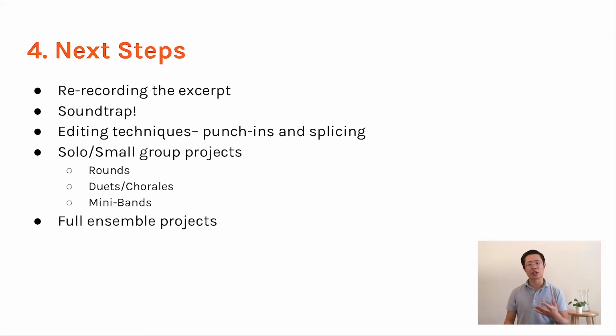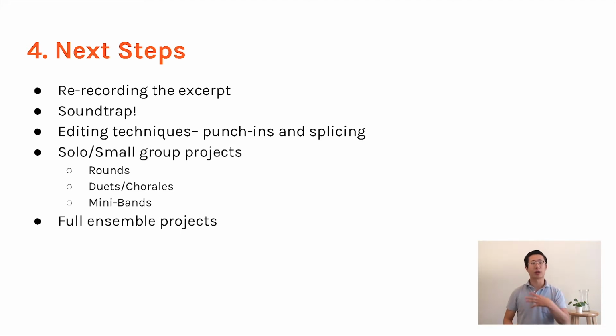I also want students to start exploring editing techniques such as punch-ins and splicing. These techniques allow students to record shorter excerpts and then splice them together as they go. For example, they would record 4 bars plus a downbeat of the next bar, and then they would start on that next bar recording on the downbeat that they stopped at, and then splice those 2 excerpts together.